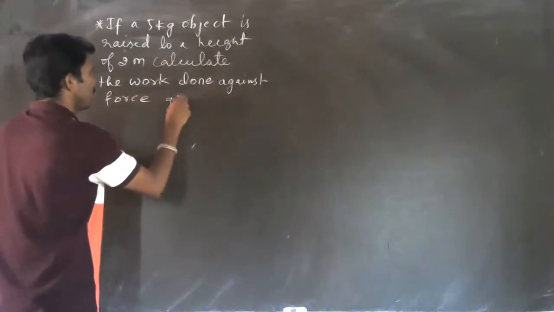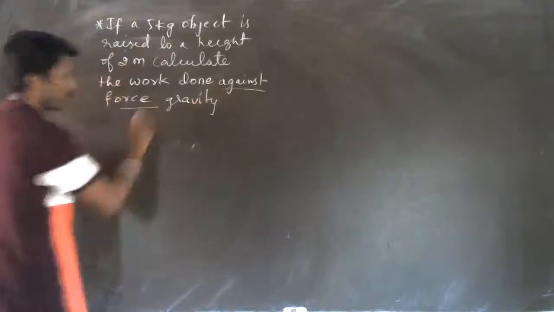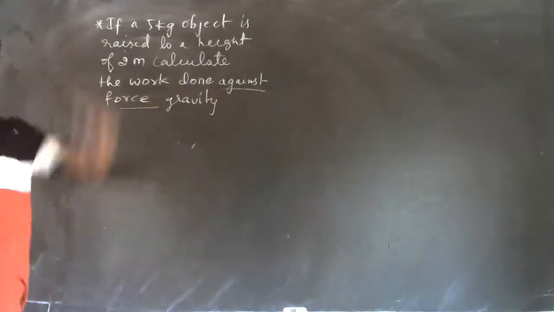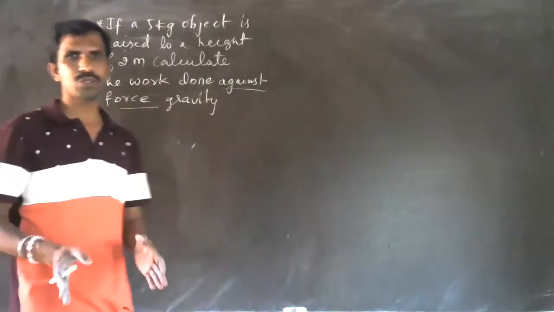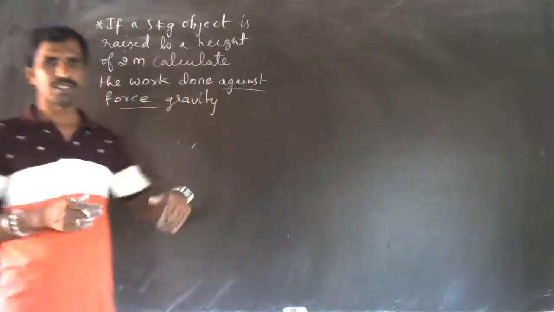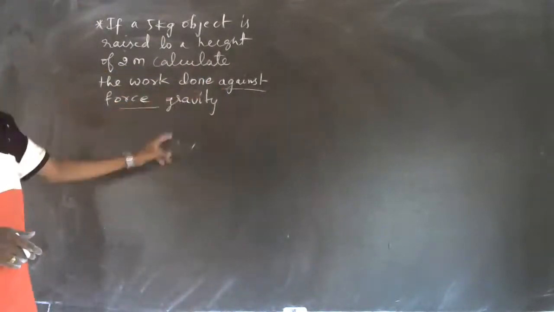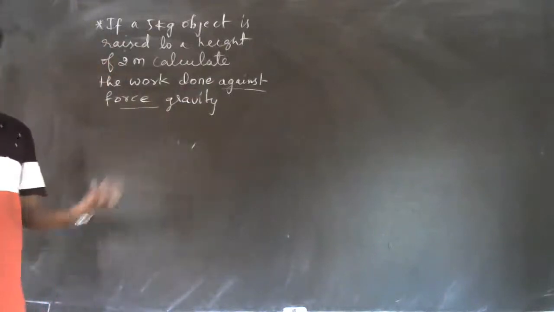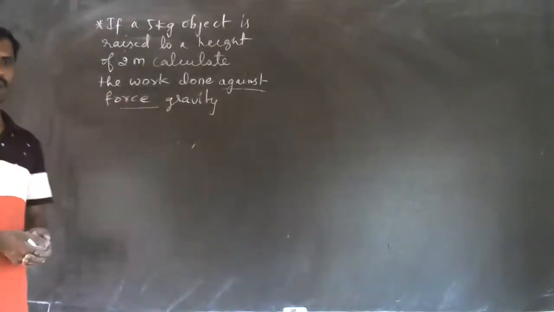What does the statement say? Against the force of gravity. We are lifting a 5 kg object to a certain height, which is 2 meters. When we raise it 2 meters, what is the work done against gravity? The gravitational force is pulling that object downwards and we are lifting that object upwards. So what's the data?